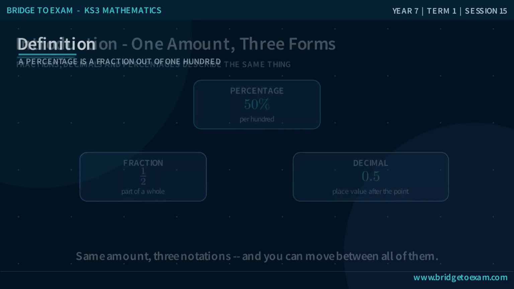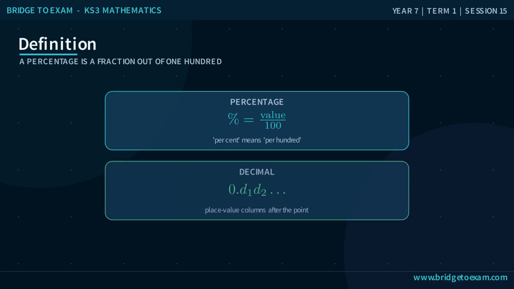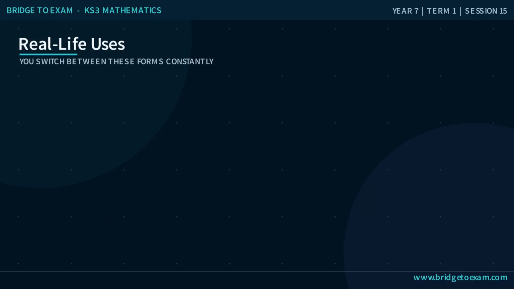A percentage is really just a fraction with a fixed denominator of 100. % literally means per hundred. A decimal shows that same amount using place value columns after the point: tenths, hundredths, and so on. Same value, different notation each time. You'll switch between these three forms constantly, often without even noticing.